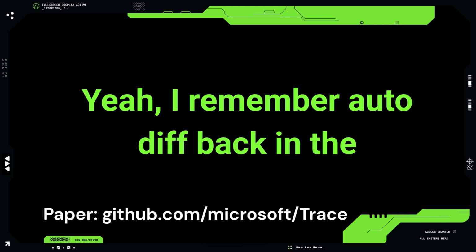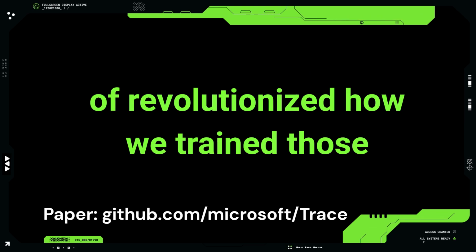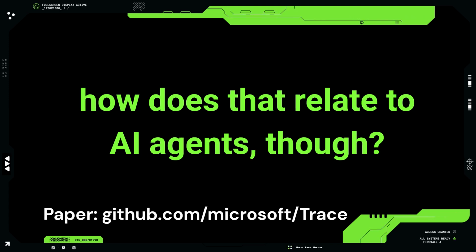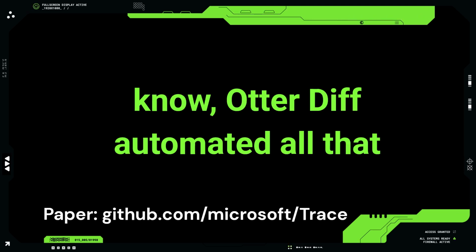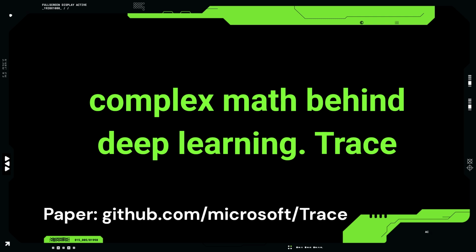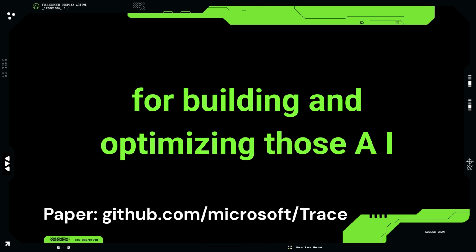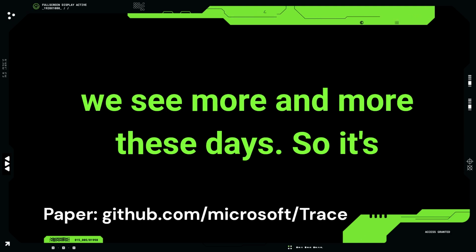Yeah. I remember auto-diff back in the day from deep learning. You know, it kind of revolutionized how we trained those neural networks. But how does that relate to AI agents, though? Well, it's about automation. AutoDiff automated all that complex math behind deep learning. Trace is kind of aiming to do the same thing for building and optimizing those AI systems, all those complex ones we see more and more these days.